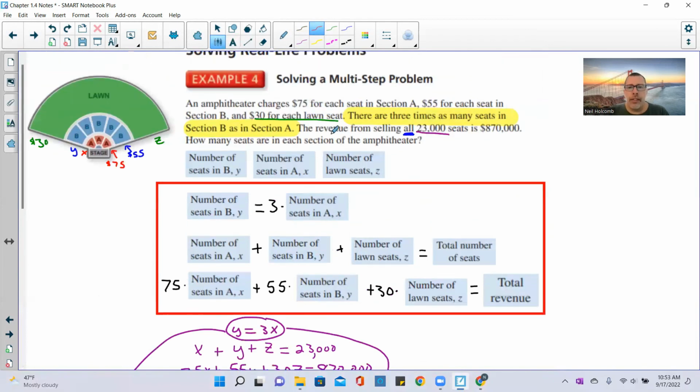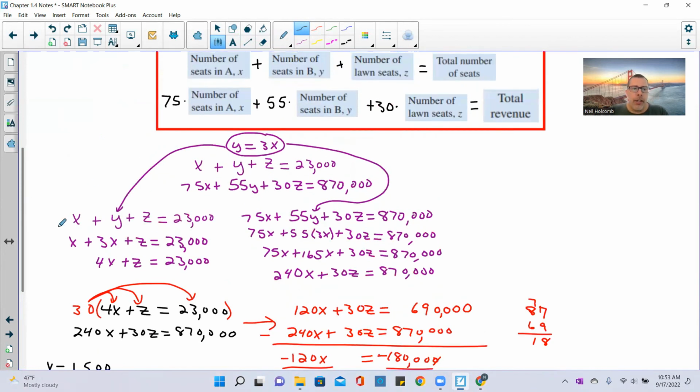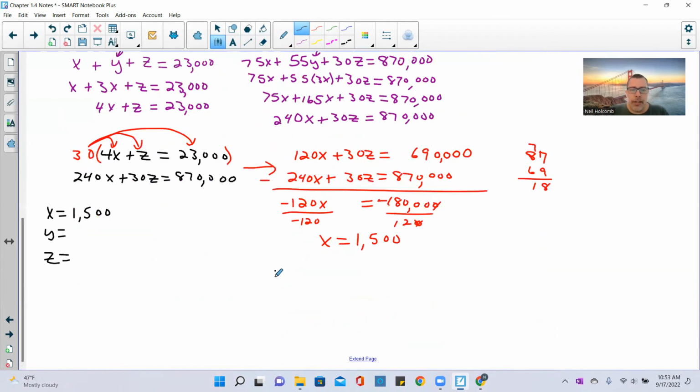So what is the question asking? How many seats are in each section of the amphitheater? So in other words, we want to know what x, y, and z are. x is 1,500. Okay. y equals 3x. So y equals 3 times 1,500. So y equals 4,500 seats.